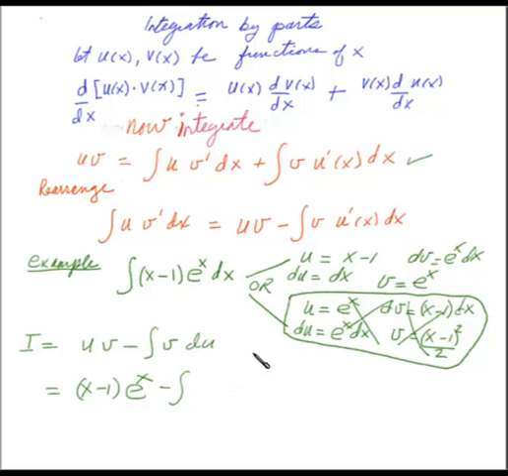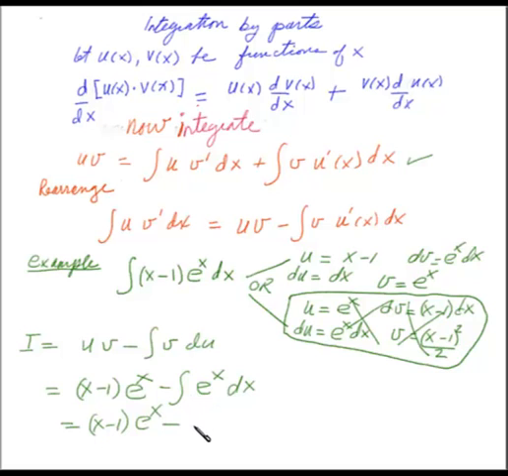My v function is e to the x, and du, well, du is just dx, so this would be e to the x dx. And that's equal to, well, there's no integration to take part here, so this is (x minus 1) e to the x.